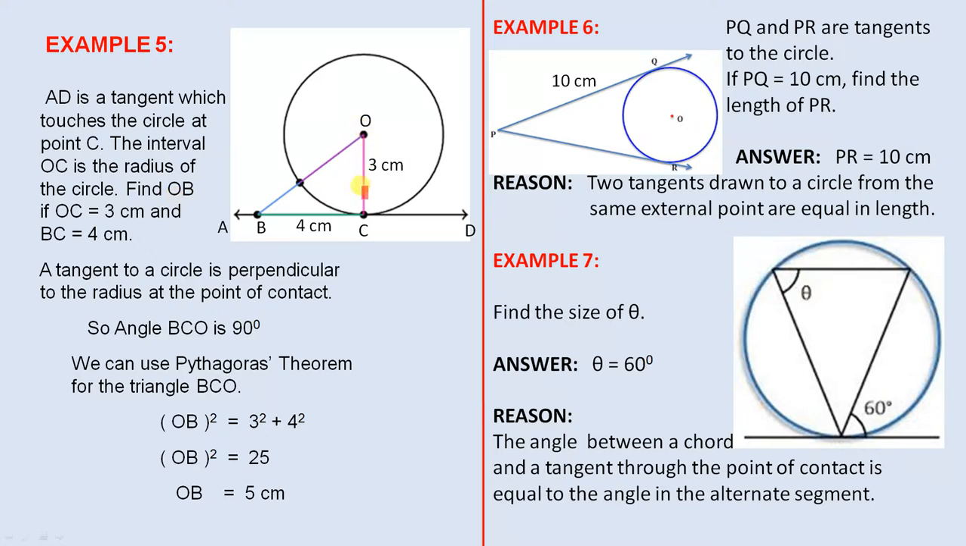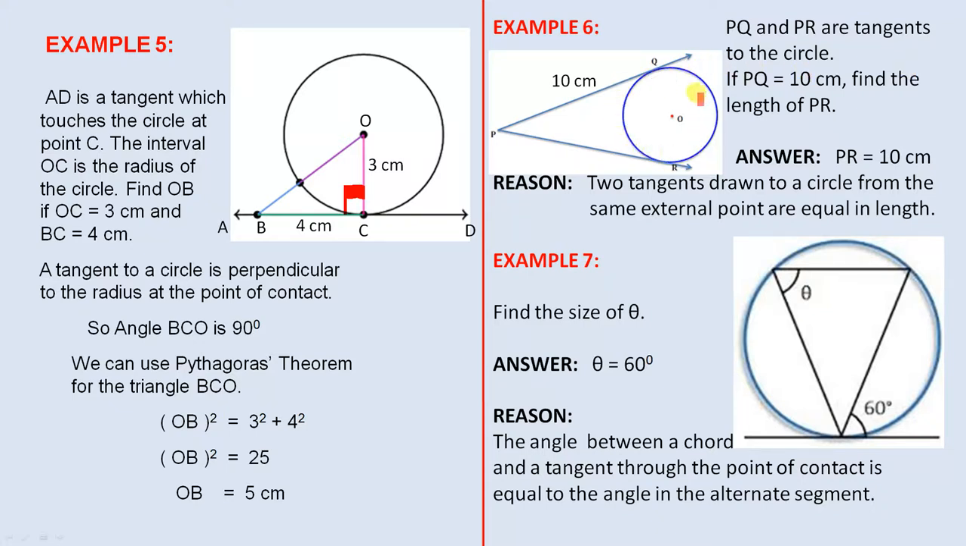If OC equals 3, so there's 3, and BC equals 4. Now here's the rule pertaining to this diagram. A tangent to a circle, there's the tangent to the circle, is perpendicular to the radius at the point of contact. In other words, that angle there is 90 degrees. So angle BCO is 90 degrees. We can use Pythagoras Theorem for the triangle BCO. In other words, the hypotenuse squared, which is OB squared, equals 3 squared plus 4 squared. So OB squared is 25, so OB is 5. So the length of OB is 5.